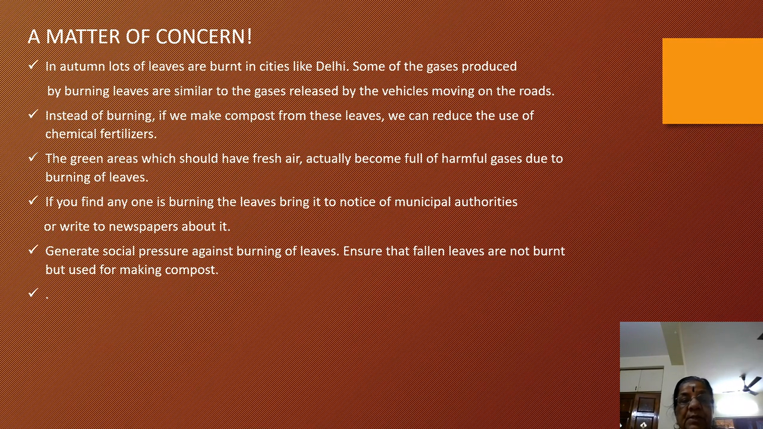If you find anyone burning leaves, bring it to the notice of the municipal authorities and generate social pressure against burning of leaves. நம்ம தீபாவளி பொங்கலுக்கெல்லாம், போகிக்கு டயர் கொளுத்துவோம். That should be avoided. Nowadays they are prevented, but still that should be avoided. So to minimize the garbage, use jute bag or paper bag instead of plastic bag. இப்போ we are following because plastic is banned. Never burn plastic bags and dried leaves.